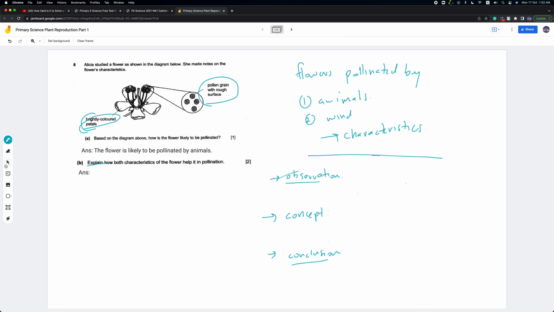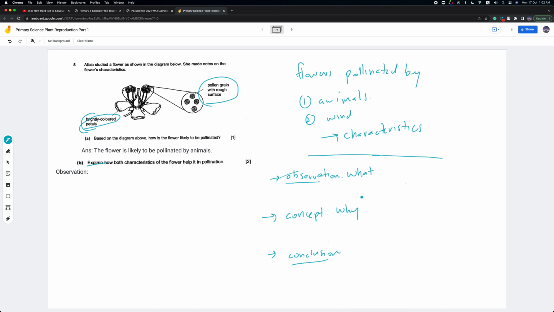Now, we'll break this down into the different parts. Instead of just one straight answer, we'll break it down into our first part, which is the observation. And remember, the main important thing is to use the words that's in the question. So we have here observation, what we see. Okay, basically observation is a what question. Concept is a why question.